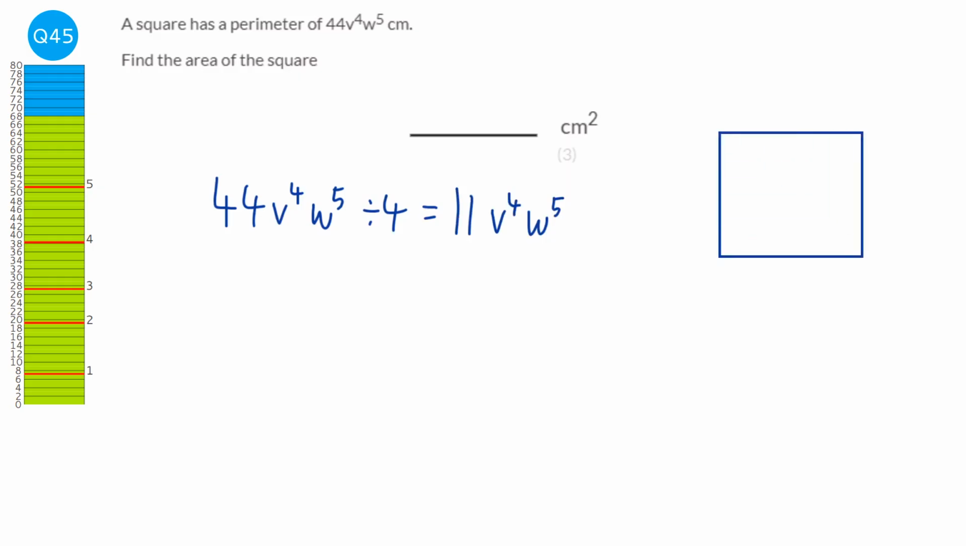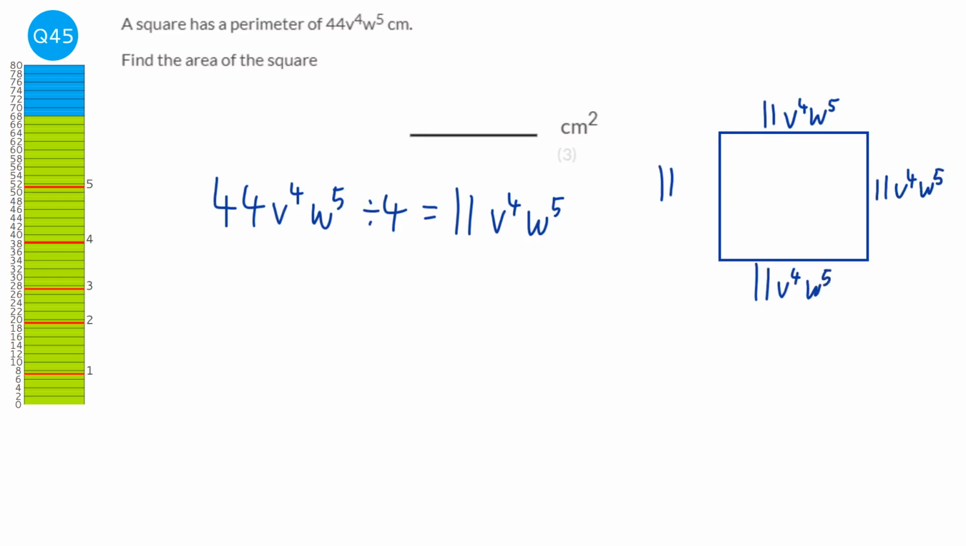Some people will try and do something with the v to the power 4 w to the power 5, but if you think about it, if I just draw out my square, if it's 11v to the power 4 w to the power 5 all the way around, when you add, you don't add the v to the power 4 w to the power 5. It's just going to be 11 lots, another 11, another 11, and another 11. So it's 44v to the power 4 w to the power 5 in total.